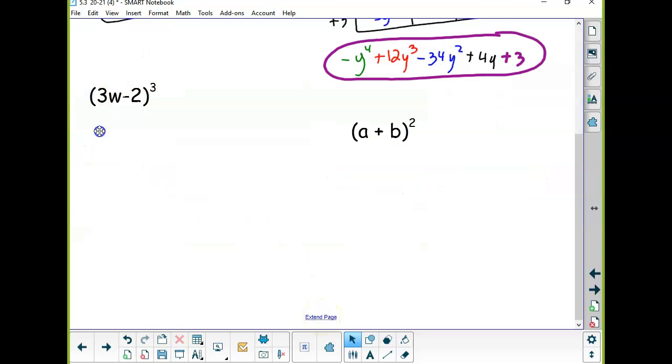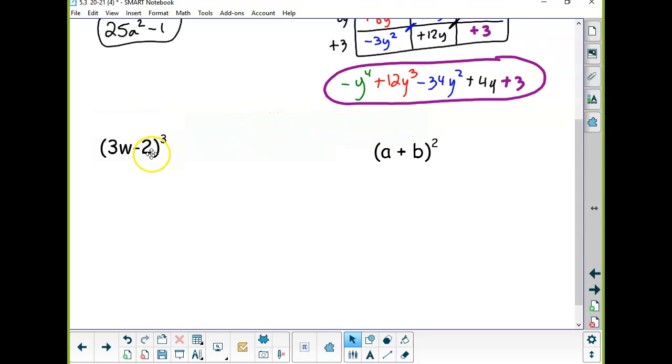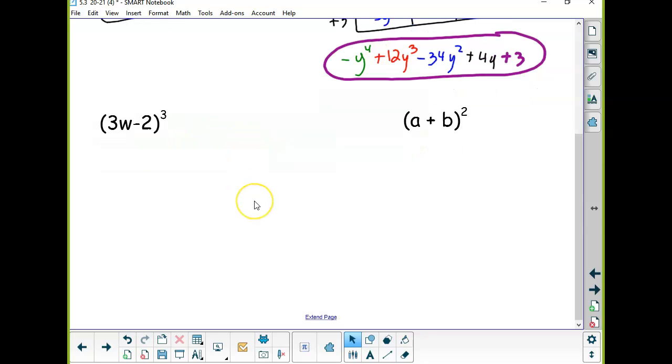Okay, so now we're going to look at just some things that come up that may have some special patterns to them. And I definitely would write these 2 down. We're going to do this one first. So the first thing I'm going to ask you is think about what this is.